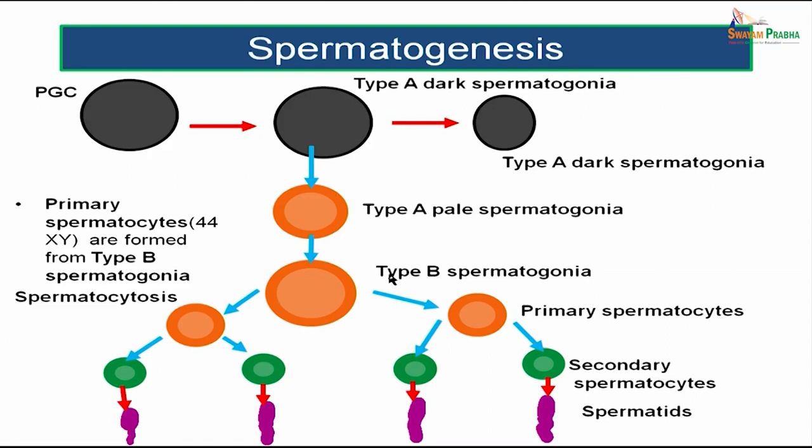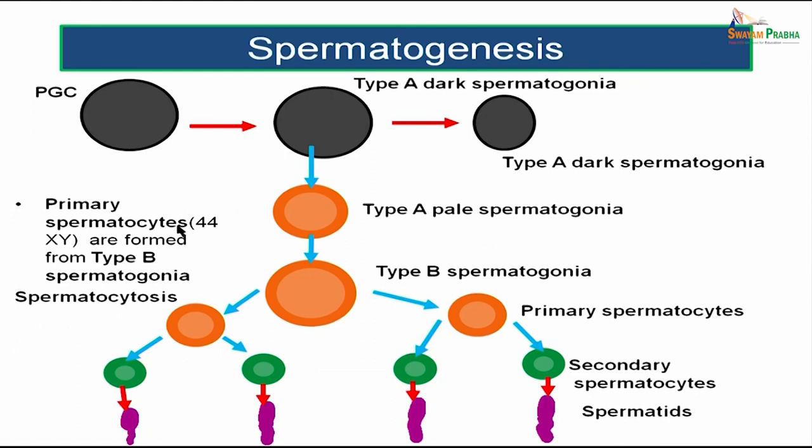consists the spermatogenesis. The formation of primary spermatocytes from type B spermatogonia is known as spermatocytosis. Just keep in mind the term spermatocytosis. The primary spermatocytes are formed from type B spermatogonia, and this process is known as spermatocytosis.